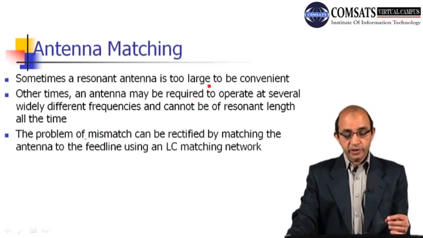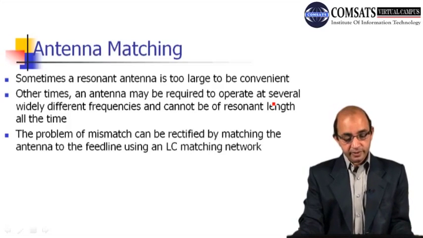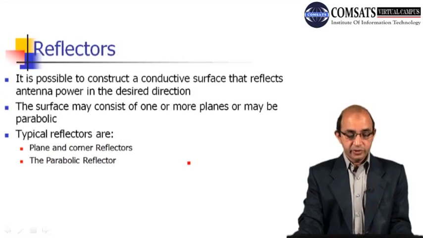A resonant antenna may be too large to be convenient. At other times an antenna may be required to operate at several frequencies. So we can also have a wideband antenna, right? The problem of mismatch can be rectified by matching the antenna to the feed line using an LC matching network. So there are certain solutions.